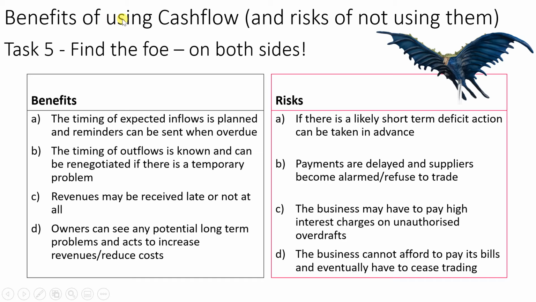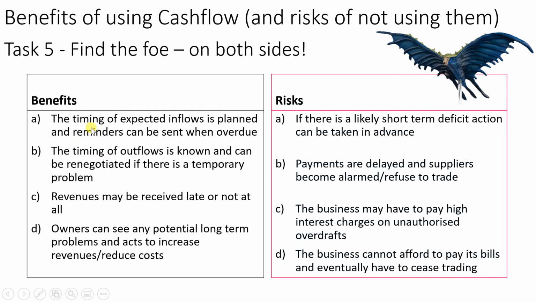The benefits of using cash flow and the risks of not using them. Task 5, find the foe, find the wrong one. There's a wrong one on both sides for benefits and risks. Let's look at benefits first.